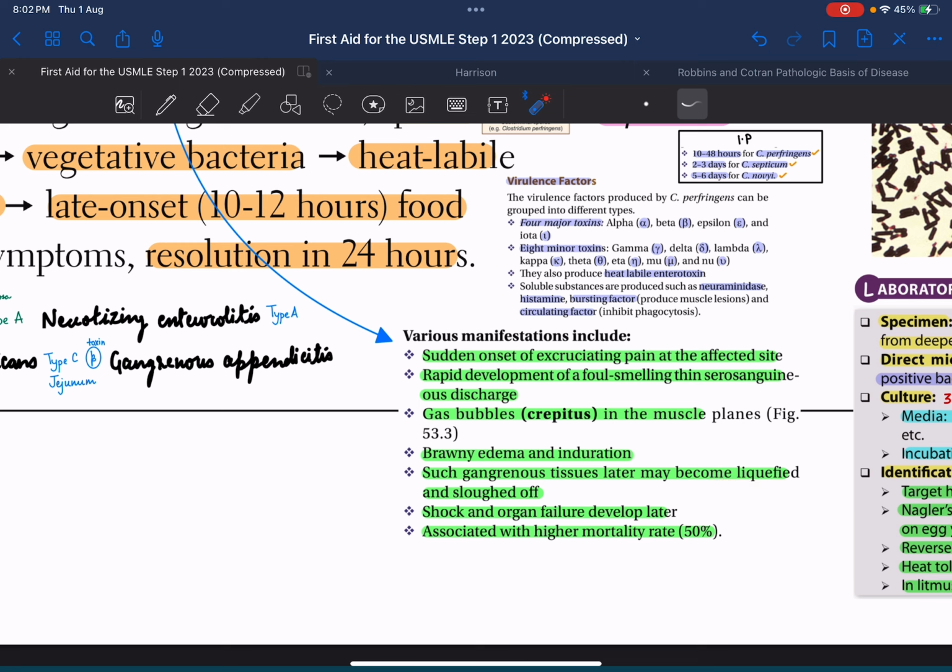Okay, and eventually because of hypoperfusion, and since Clostridium is infecting, it is further depressing myocardial contractility. It will lead to septic shock, so there will be shock and organ failure, and eventually it will lead to a higher mortality rate.